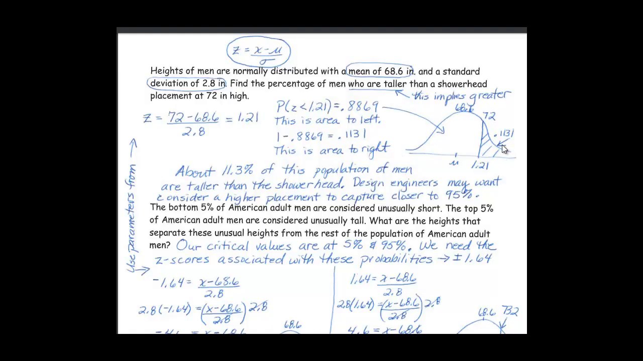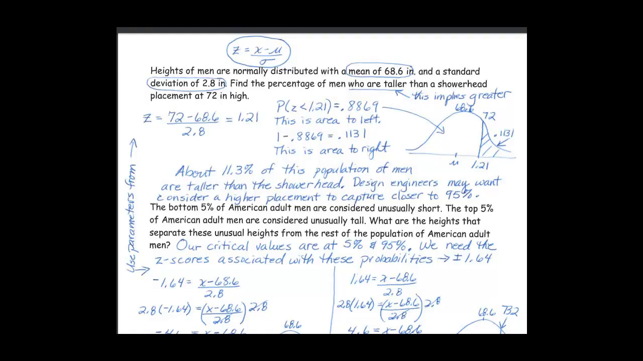So again, if you draw your curve, that's going to help you picture this a little bit better. I like to put the values on the outside of my curve so I can see that they're increasing in order. I like to put my z-scores in the lower part, and then the shading in between is where our probabilities are. That's just one way to stay organized. So in this problem, about 11.3% of the population of men are taller than the showerhead. Design engineers might want to consider a higher placement to capture closer to 95%, because that tends to be what building codes are looking for.